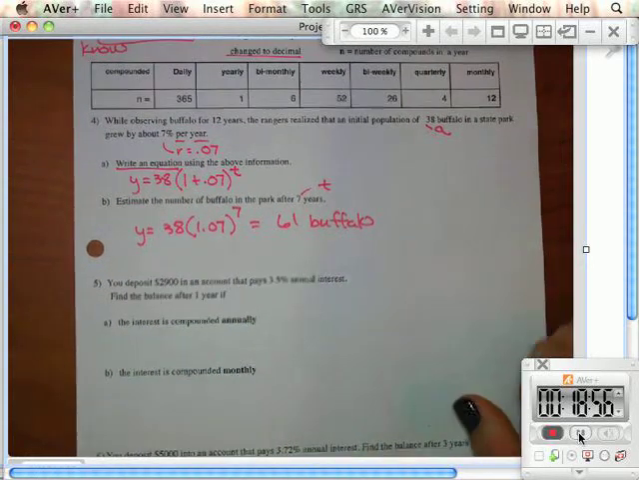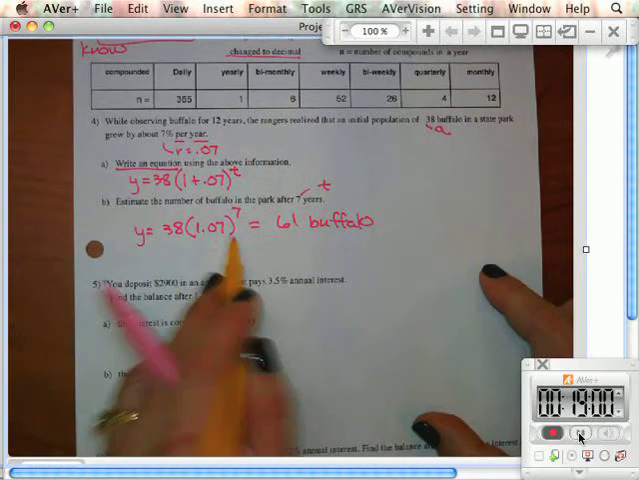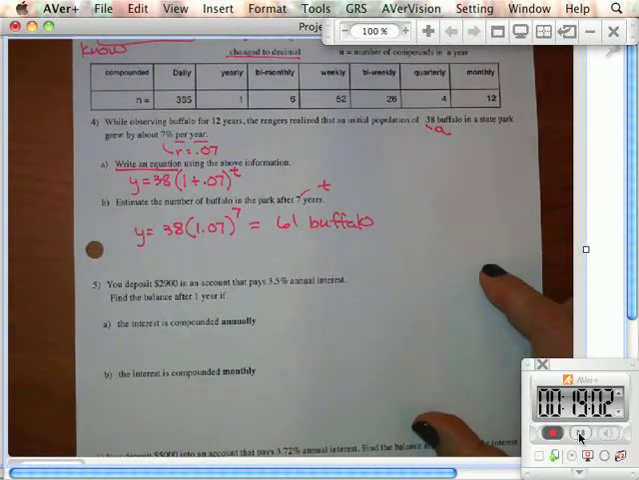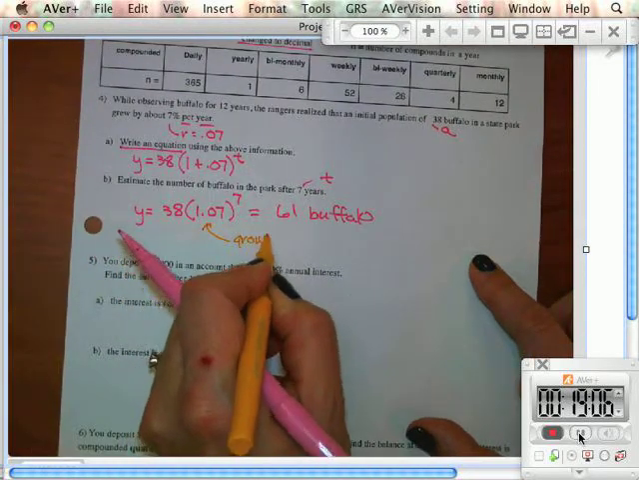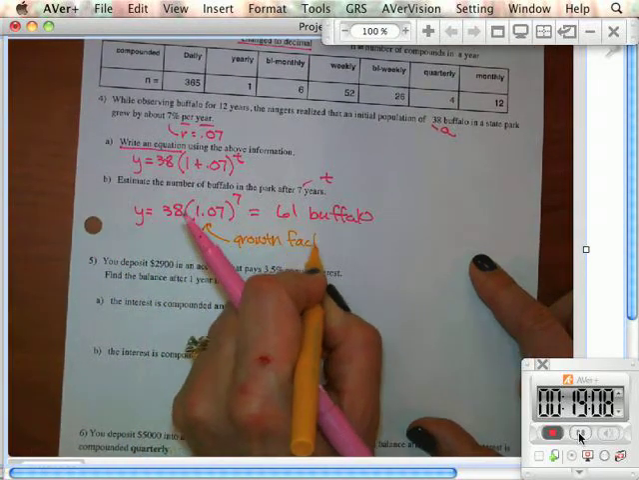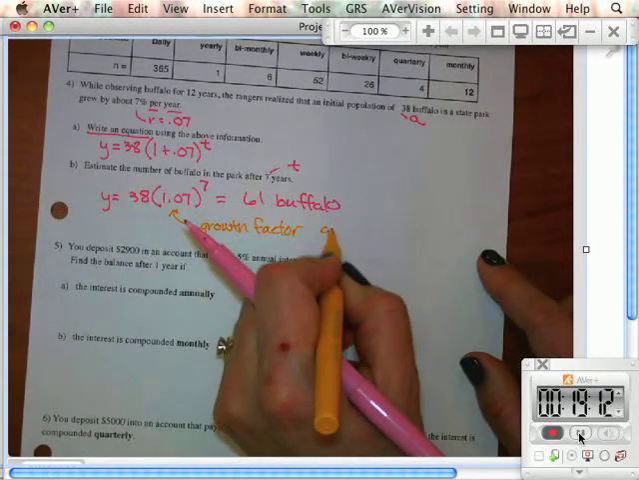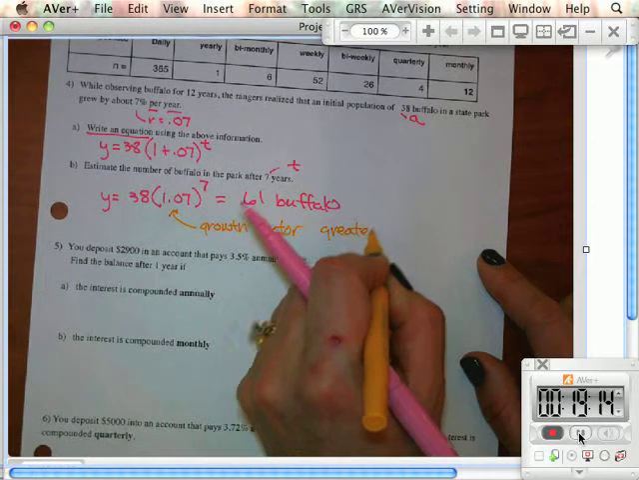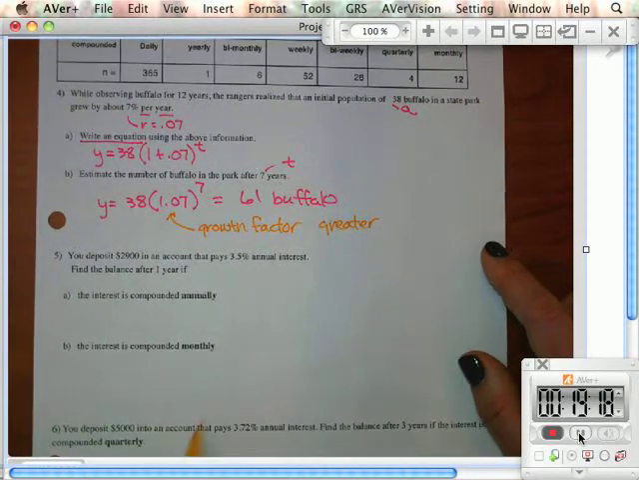Eventually, you're going to be given equations where you need to recognize whether that exponential equation is growth or decay. So you look inside here, that's called your growth factor. If it is greater than 1, that's your B, isn't it? If it's greater than 1, it means it's doing what? It's growing.